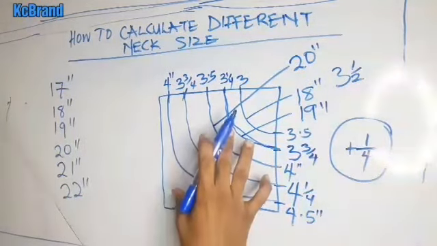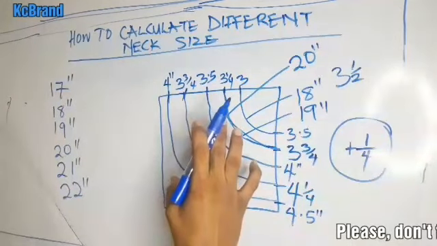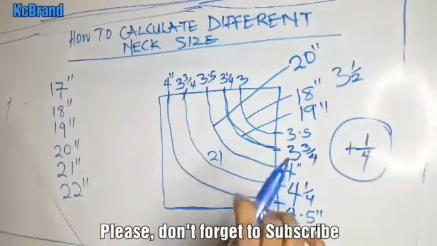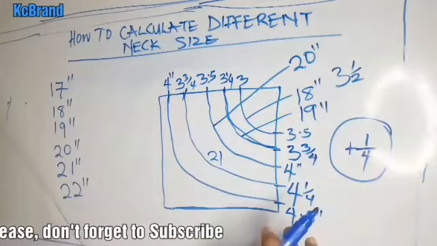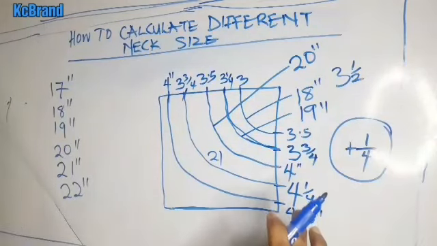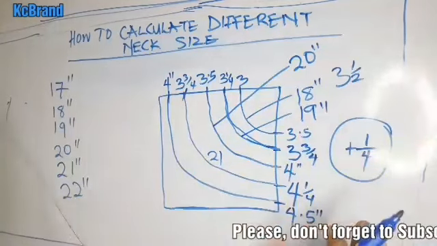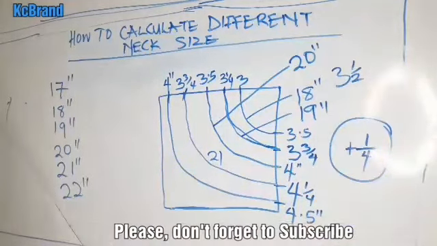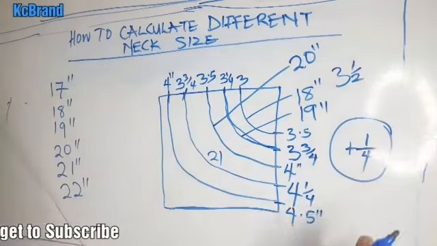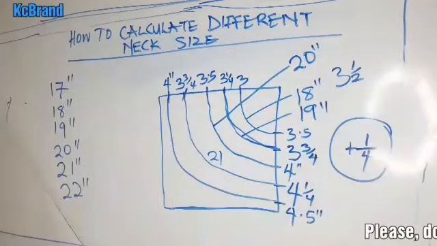So you can see how we are moving from different neck sizes, from 18 to 19 to 20 to 21 to 22. It is very simple. Just take your time, look at it. It is very easy. With this method, you don't need a standard, you don't need any pattern or anything. You will be able to handle any neck size and cut it out perfectly.